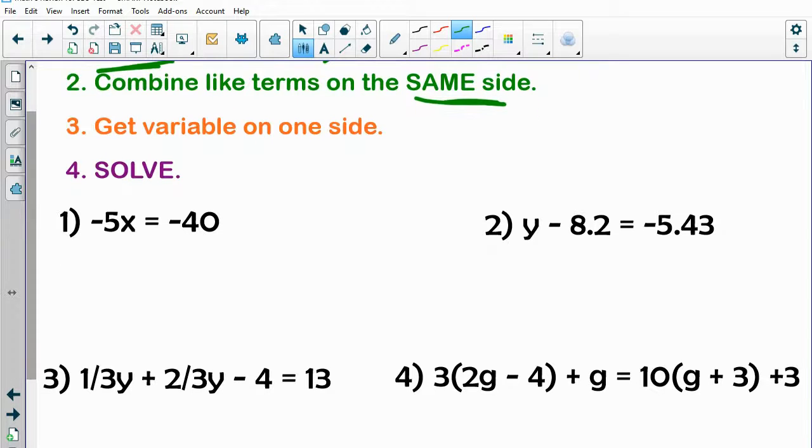Will you write down this first one for me? Negative 5x equals negative 40. Sometimes they're more on the simple side, sometimes we've got a lot to deal with. So this one, negative 5x equals negative 40. Jake, what would you do to solve for x on this one?